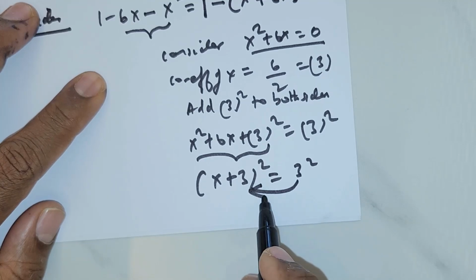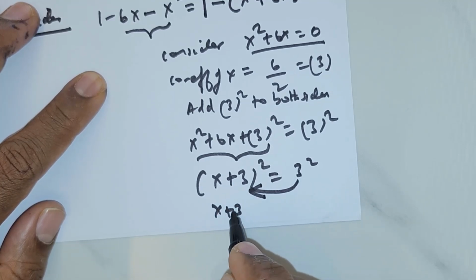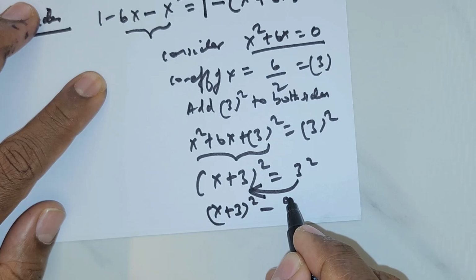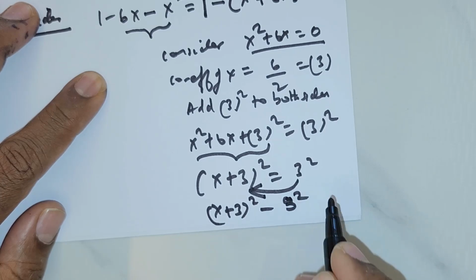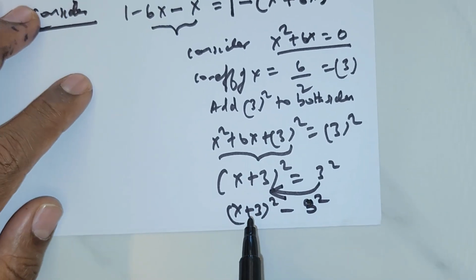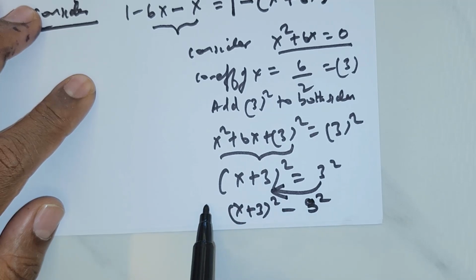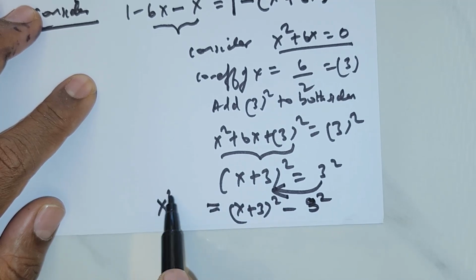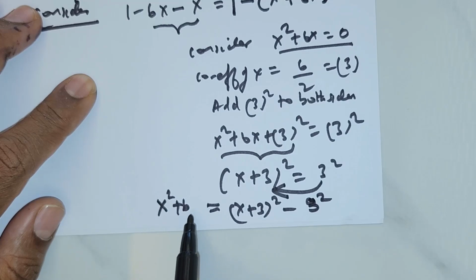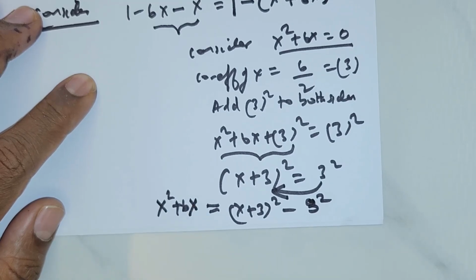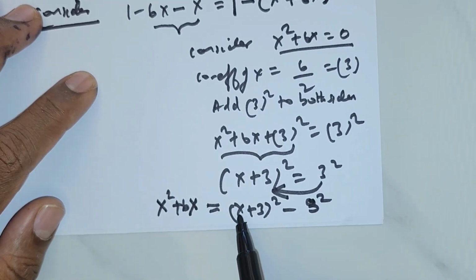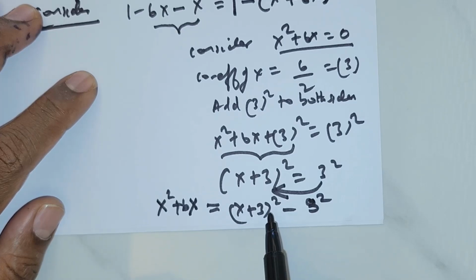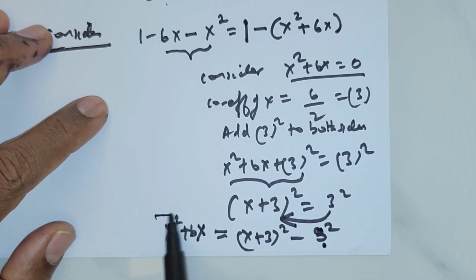You move this 3 squared to the left. So you now have (x + 3)² − 3². Now what is this? This is going to be our x² + 6x. Why do I say that? You expand this: x squared, 6x, then a positive 9, and that is cancelled by this negative 9.